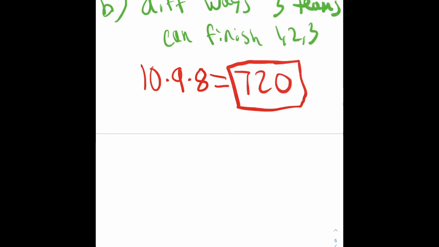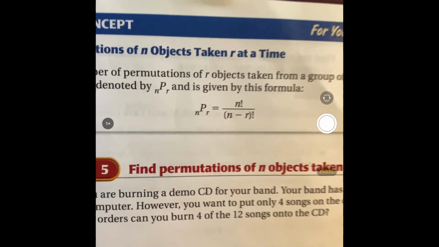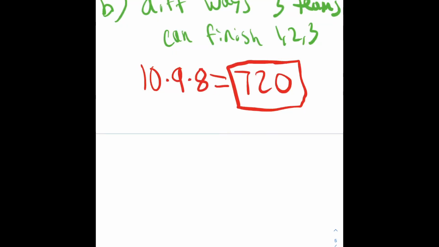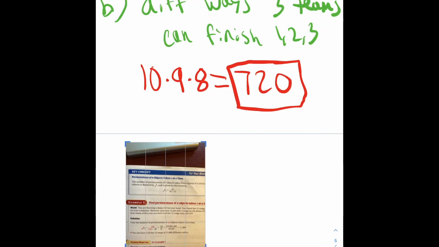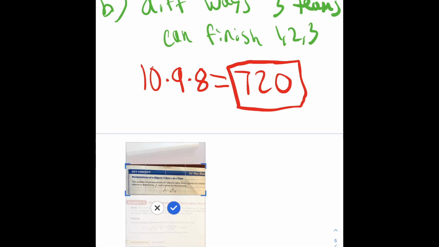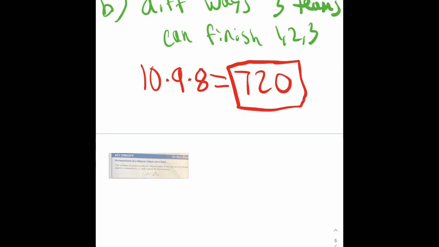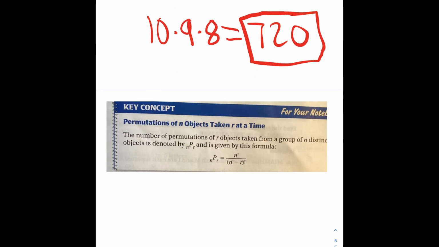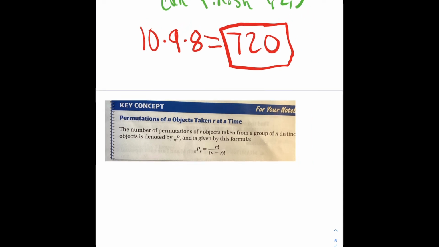So it's good to get this in your notes here. This is our generic concept for a permutation, and it's written as nPr. N is the total number, and then R is how many specific things you want. So we could use this previous example.